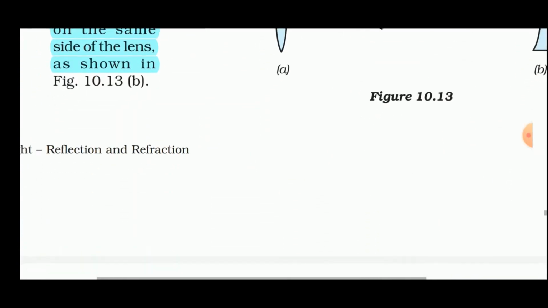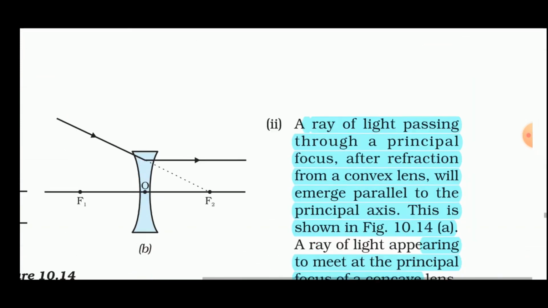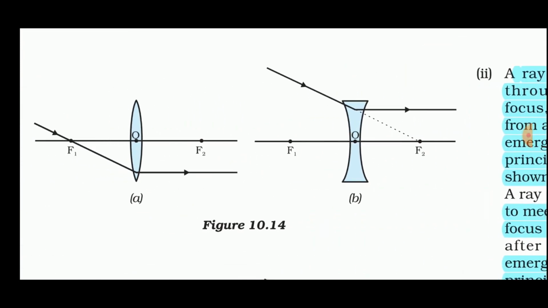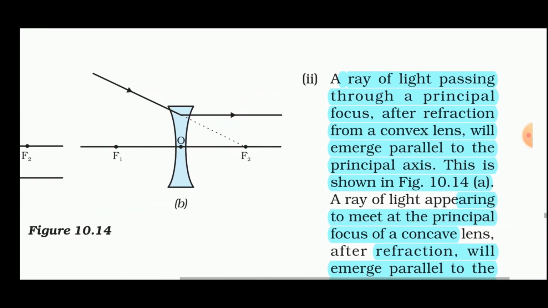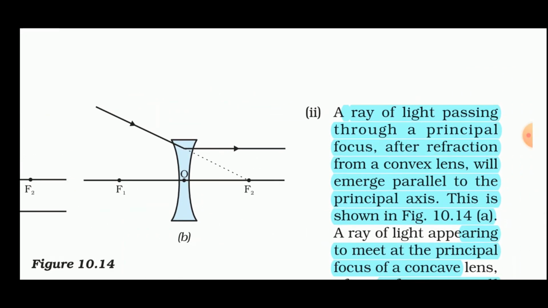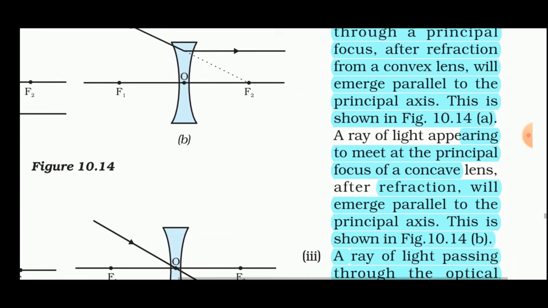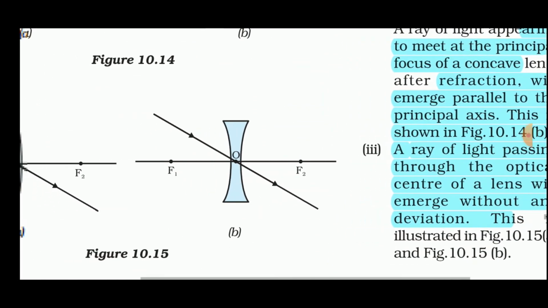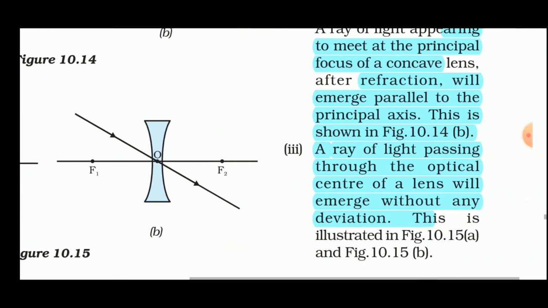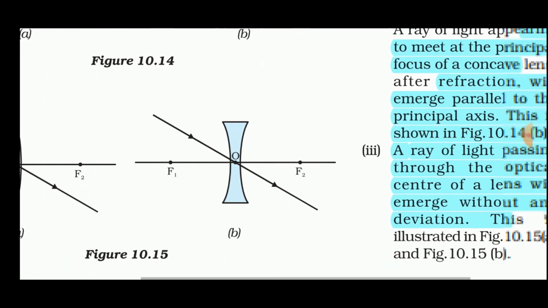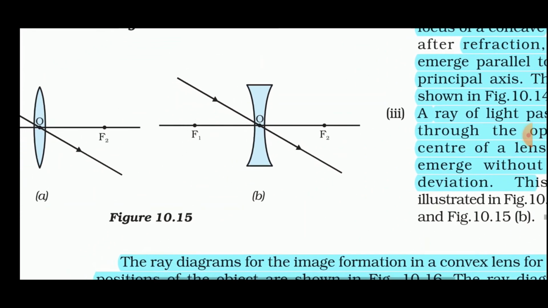Clear? Now the second ray of light that we have to study is this one. The ray of light passing through the principal focus, after passing through the lens, becomes parallel to the principal axis on the other side. And for the concave lens, the ray of light which appears to pass through the principal focus, after passing through the concave lens becomes parallel to the principal axis. Now the third one, the ray of light passing through the optical center of the lens will emerge without deviation. This is illustrated in figure 10.15.